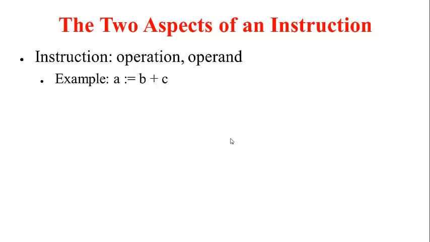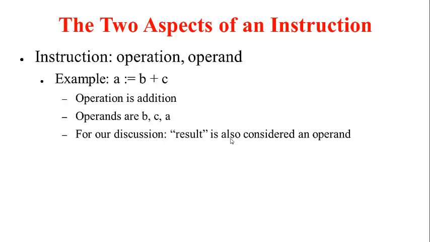The operation involved here is the addition operation, and the operands are B, C and also A. Although in mathematical terms we do not typically consider the result to be an operand, in computer architecture terms we are going to consider the result also as an operand. This is because the result of addition of B and C gets stored into a location called A. So in that sense, for this whole operation, A is also an operand.